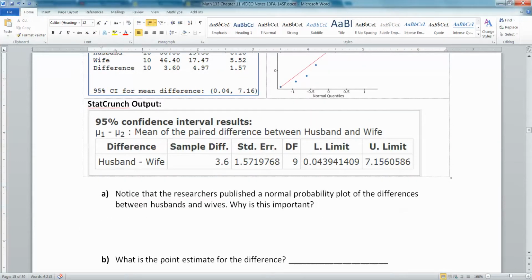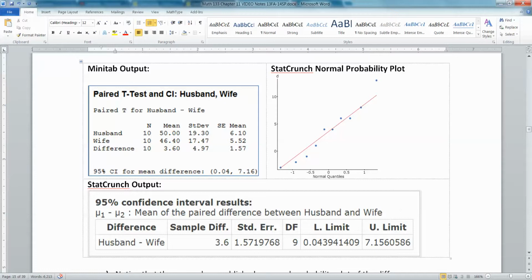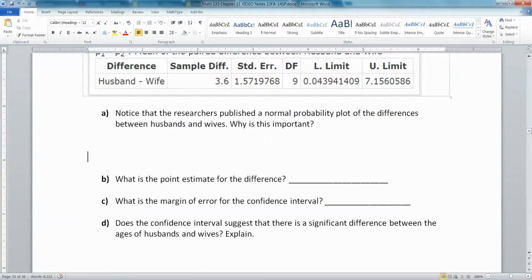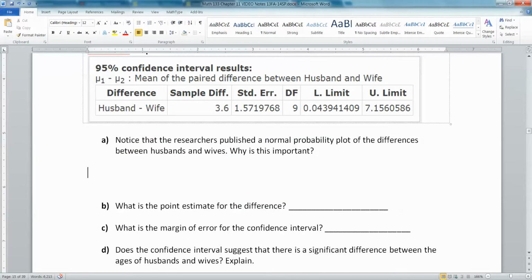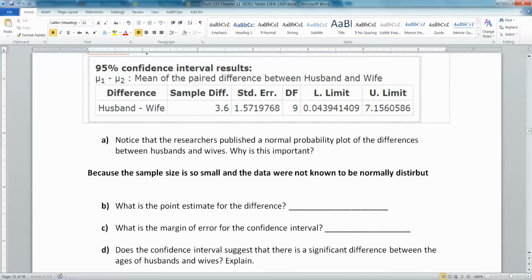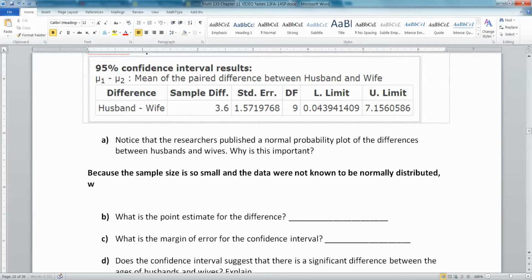So the researchers published a normal probability plot, that's right here, between husbands and wives. Why is that important? Well, because we have a small sample size. We've only got 10 husbands and wives, so 10 pairings. Because the sample size is so small and the data were not known to be normally distributed, we need the normal probability plot to show us the data are normal before we can proceed.